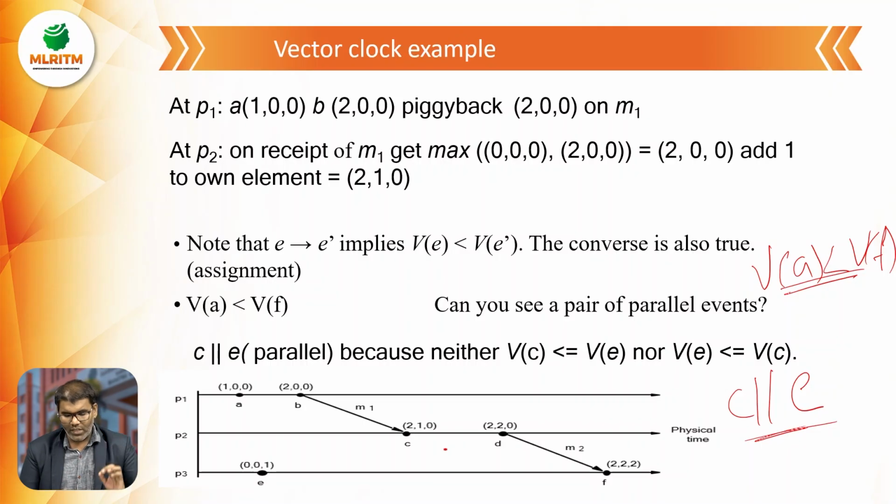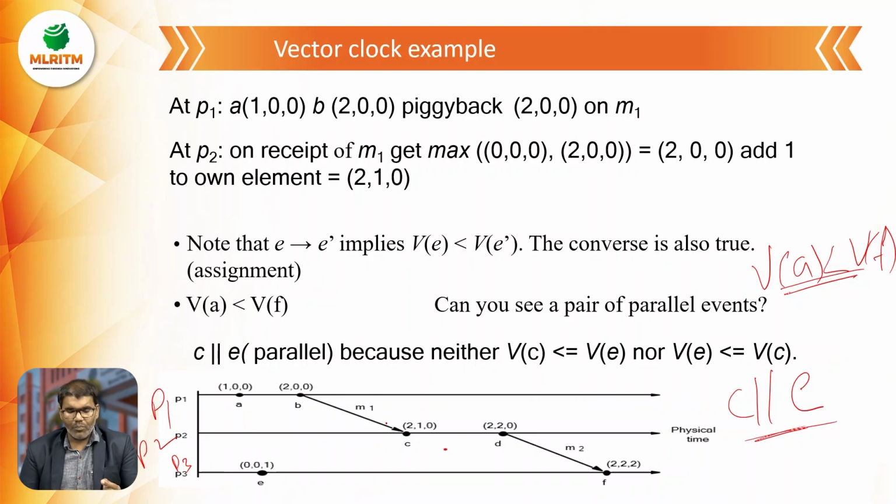So here we are representing the messages in the form of a diagram. For example, process 1, process 2, process 3. Here we have events a, b, c, d, e and f. Process p1 has a as 1 comma 0 comma 0 and b as 2 comma 0 comma 0. Next, a message is sent from process 1 to process 2, from b to c, using m1.